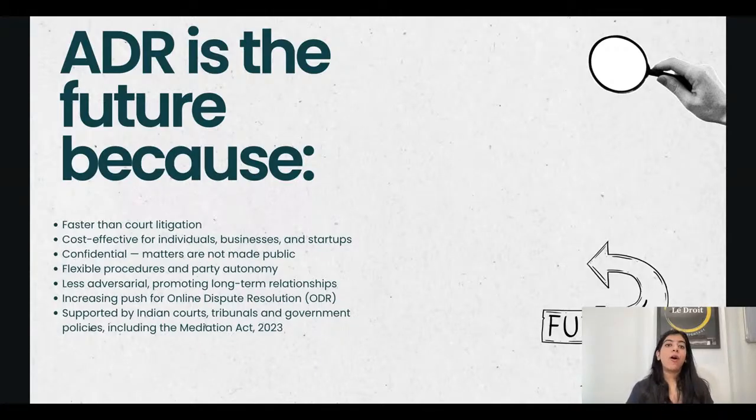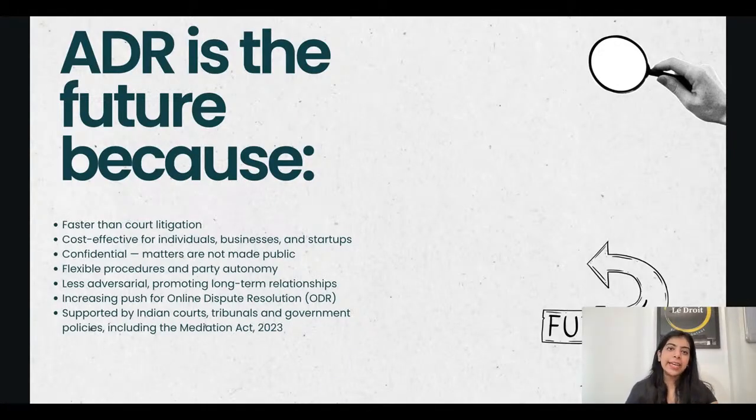Now it is also cost effective. If it's taking a lot of time to get resolved, ultimately you are losing money. The value of rupees 100 will not be the same after 20 years. It will not be the same. So what's the use of getting justice at that time when the value is no longer the same?